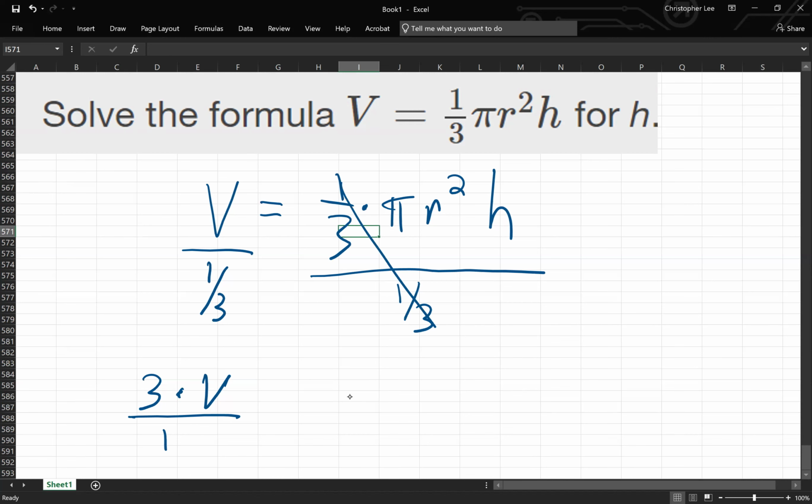Do you not simplify the right side, or is it just 1/3? There's nothing else to simplify on the right side, though. That's the issue. Right, because r is a variable. I don't know what r is. The whole point of this is for me just to solve for h.